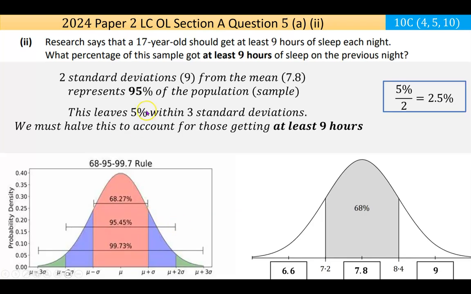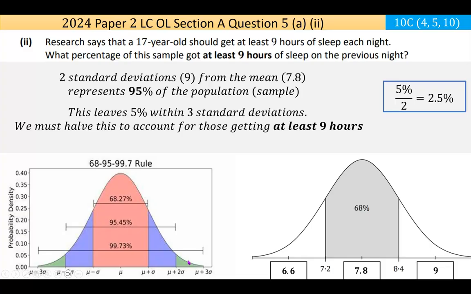Now, the empirical rule is kind of in play here. It says that 2 standard deviations from the mean represents 95% of the population. So there's 2.5% of people down here, 2.5% of people in the other extremity. Now, the ones down below got much less sleep than 9, so it's only 2.5% of people.